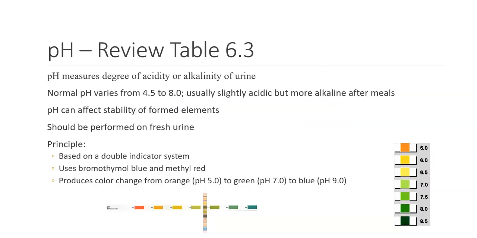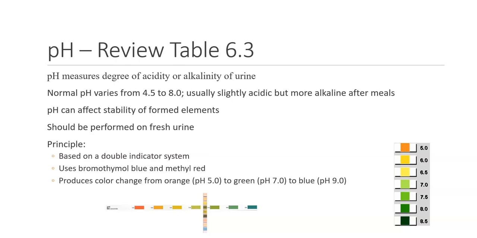pH measures the degree of acidity or alkalinity of the urine. So be sure and review Table 6.3 in your textbook. A normal pH varies from 4.5 to 8.0. Normal urine is usually slightly acidic, but becomes more alkaline after meals. It's really affected by what you eat. pH can affect the stability of formed elements, so if we have a slightly acidic urine, this could start destroying the formed elements that are present, cells. So as soon as you get a urine in, it should be tested, but if not, it needs to be stored appropriately.